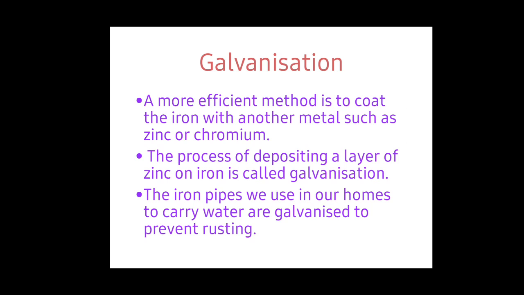Why? It is also a metal object, but it is not rusting because we coat another metal on the iron, zinc and chromium. When the iron gets contact with the air, it becomes rust. While coating another metal on the iron pipes, the iron cannot come in contact with the moisture, so the rusting can be prevented. This process is known as galvanization.